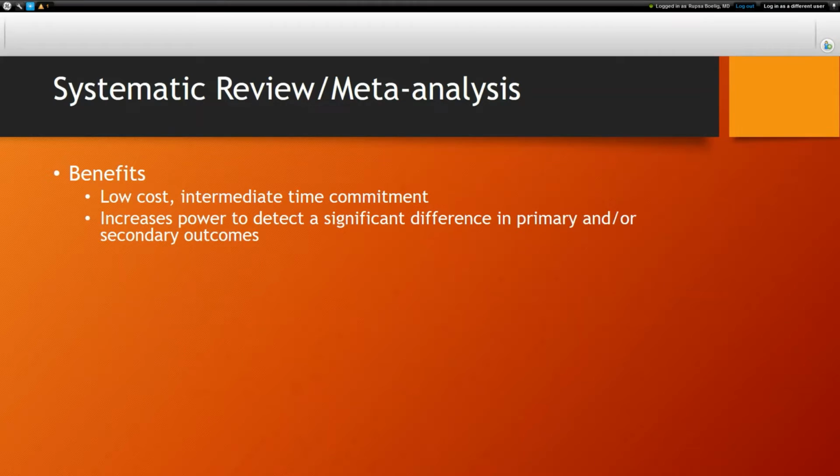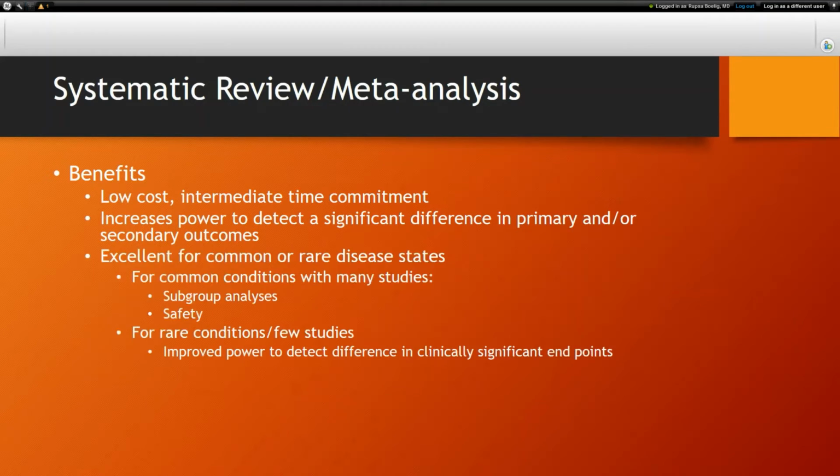Like I said, big benefits are it increases the power to detect significant differences in primary and secondary outcomes. So looking across multiple clinically relevant outcomes, as well as rarer things like safety. And it's also a great way to do subgroup analyses. Individual trials are often not powered to detect differences in subgroups, although they may have planned subgroup analyses. But when you combine trial data, you are able to get enough patients with a cervical length less than 10 to see if vaginal progesterone is effective in that smaller population.